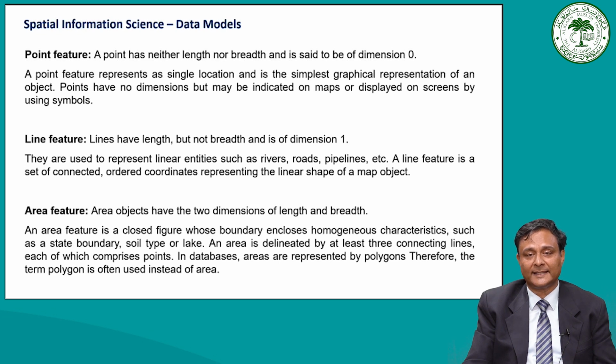Again, the physical size in relation to the scale determines whether an object is represented by an area or by a point. An area is delineated by at least 3 connecting lines, each of which comprises a large number of points. In databases, areas are represented by polygons, that is, plane figures enclosed by at least 3 straight lines intersecting at a like number of points. Therefore, the term polygon is often used instead of area.